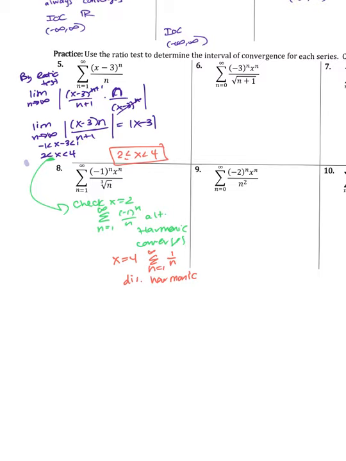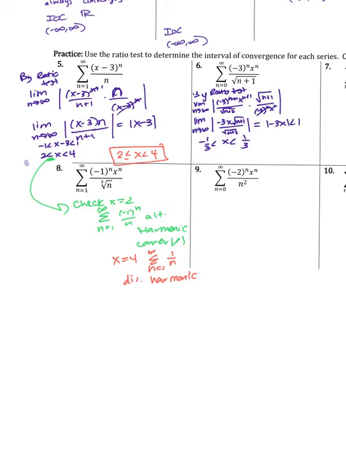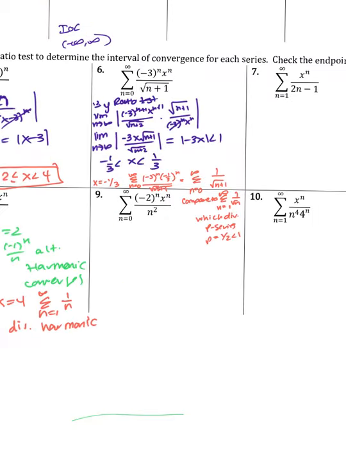Why don't you go ahead and pause the video and see if you can do number 6 on your own. So here's the work for the ratio test. Now go ahead and check what happens when x equals negative 1/3 and what happens when x equals positive 1/3. So when x is equal to negative 1/3, the numerator is going to end up simplifying to just be positive 1. So we have the sum from n equals 0 to infinity of 1 over the square root of n plus 1.